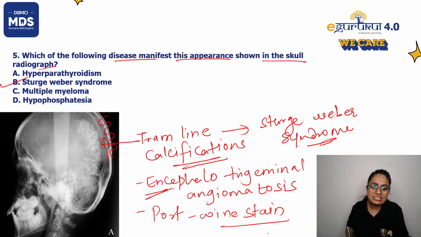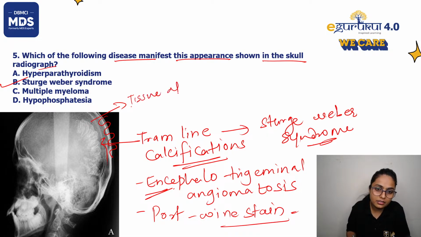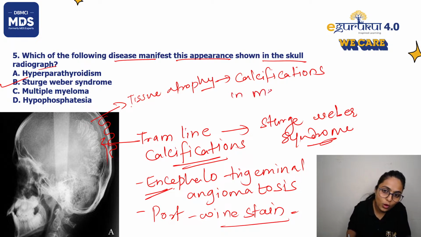This is due to abnormal proliferation of endothelial cells in the arteries. And these calcifications are also a result of this abnormal proliferation of endothelial cells. So what happens is there is a tissue atrophy that occurs, leading to calcifications in the medial wall of arteries, and that can manifest as this tram line calcifications.